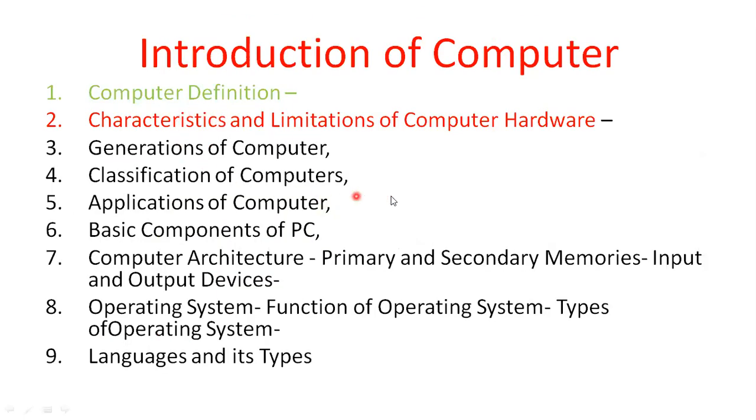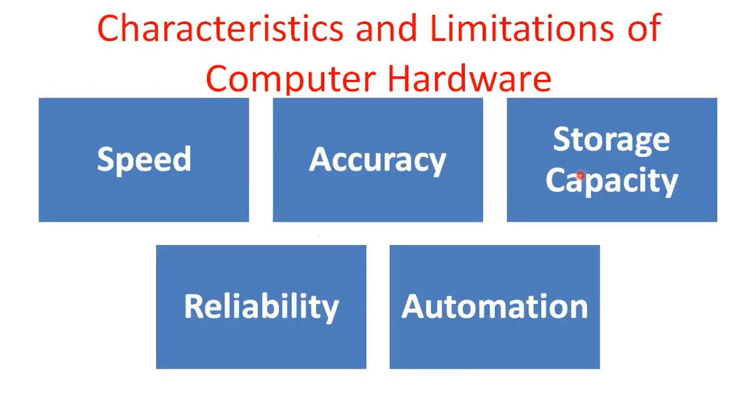Coming to the characteristics and limitations of the computer, these are all the characteristics for the computer. The first characteristics of the computer are speed, accuracy, storage capability, reliability, and automation. Speed means how much faster the computer can do operations compared to a human, as early as possible.